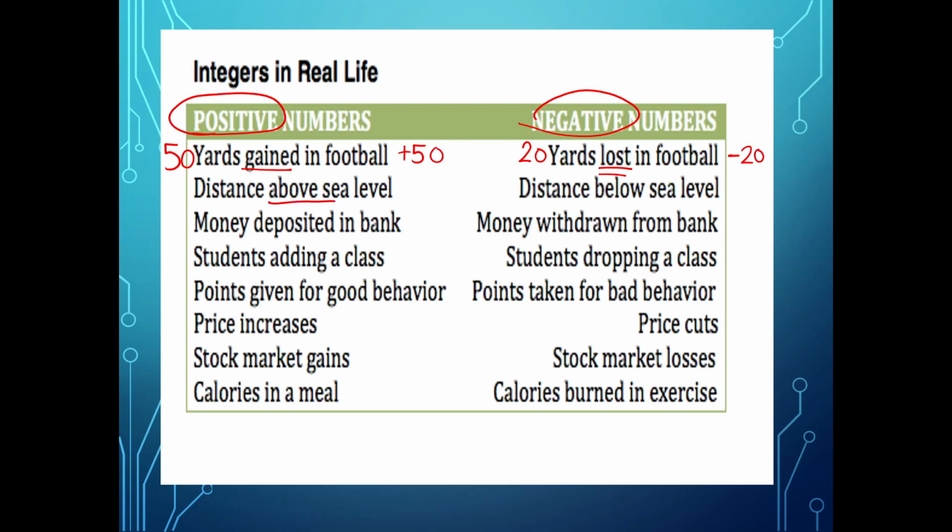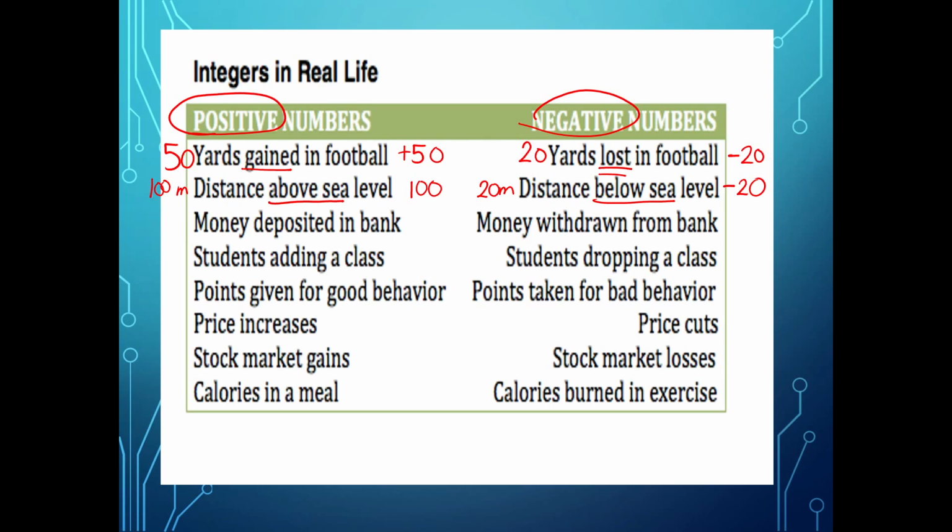Above sea level means positive. Below sea level means negative. So if I say 100 meters above sea level, that is positive 100. When I say 20 meters below sea level, that means negative 20.